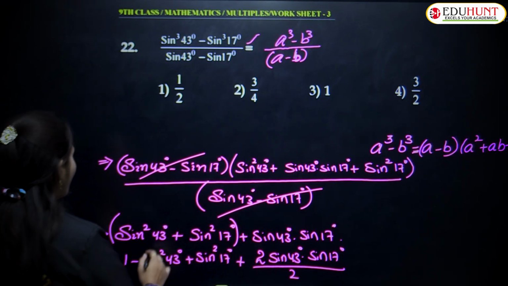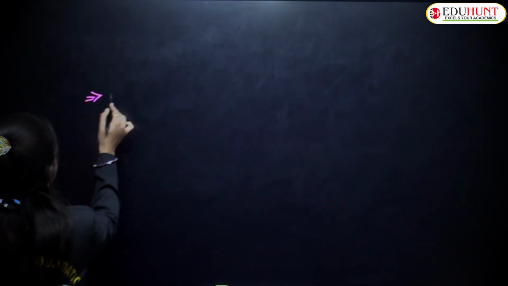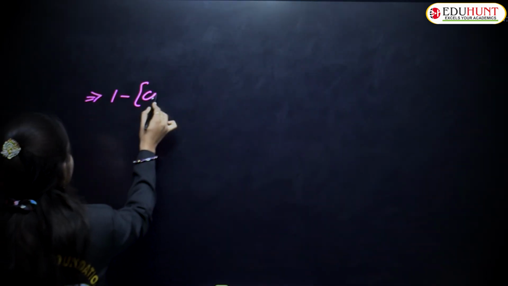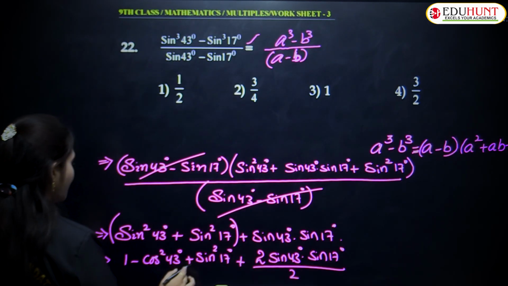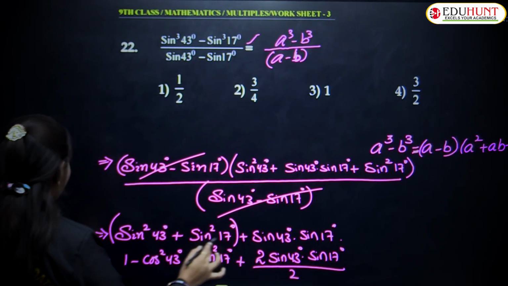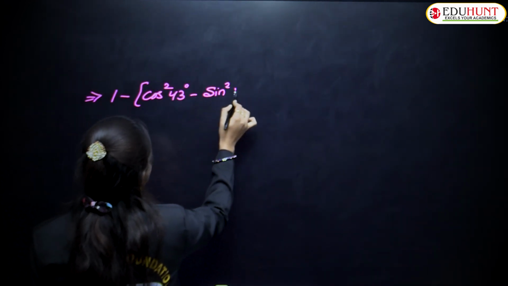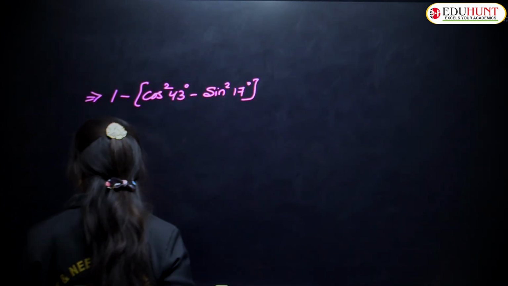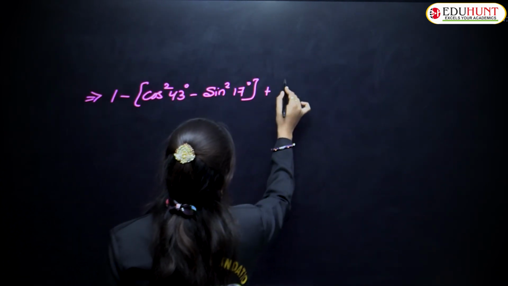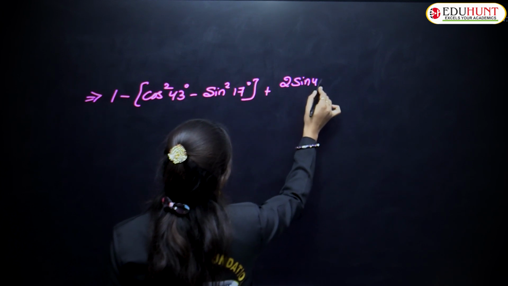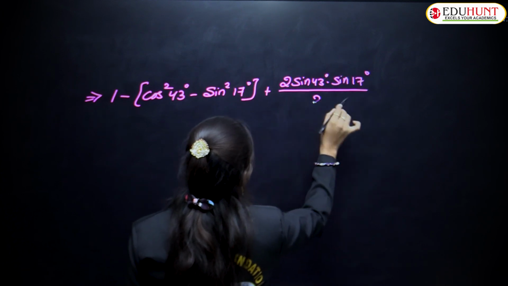So now 1 minus cos square 43 degrees, which equals 1 minus of cos square 43 degrees, and here plus is there, no? So minus into plus is minus sine square 17 degrees, plus 2 sine 43 degrees into sine 17 degrees whole by 2.